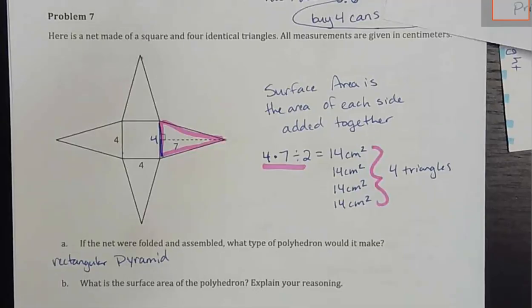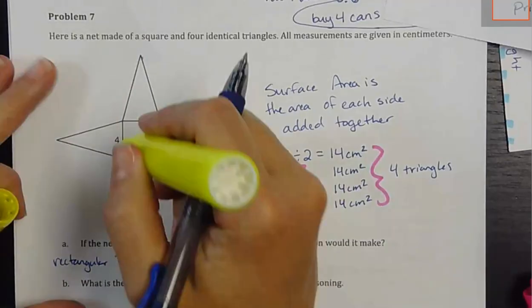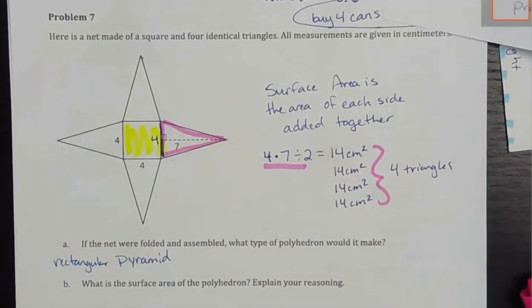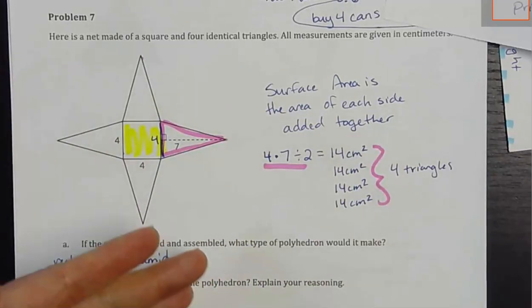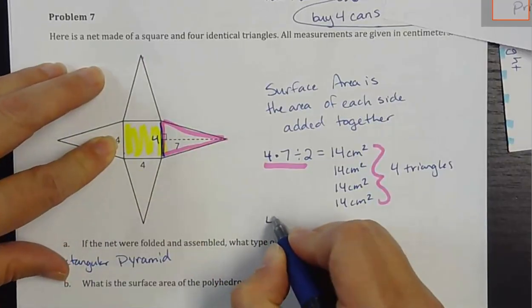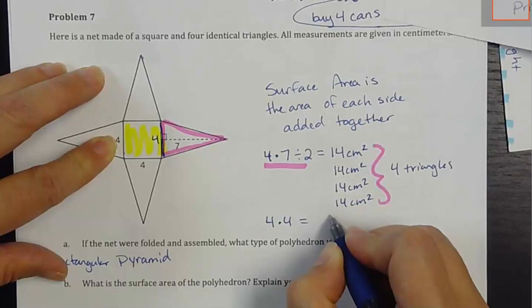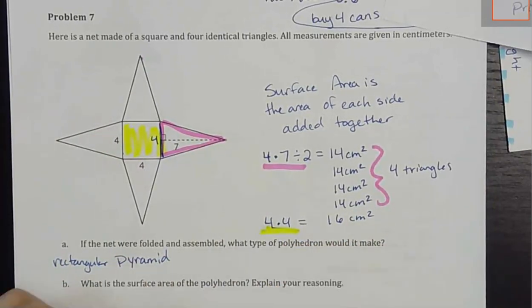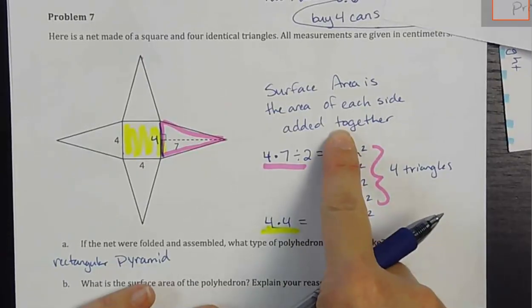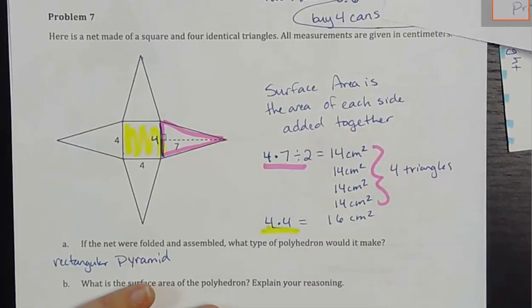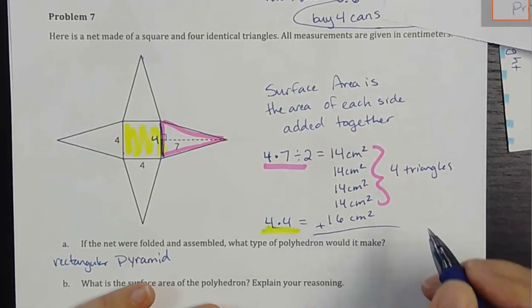Okay, now we have the square in here, right? How do I find the area of a square? It's just base times height. Base times height. So 4 times 4 is going to equal 16 centimeters squared. That's my square, right? And now to find my surface area, we find the area of each side, got it, and we need to add them together. So we're going to need to add all these up.